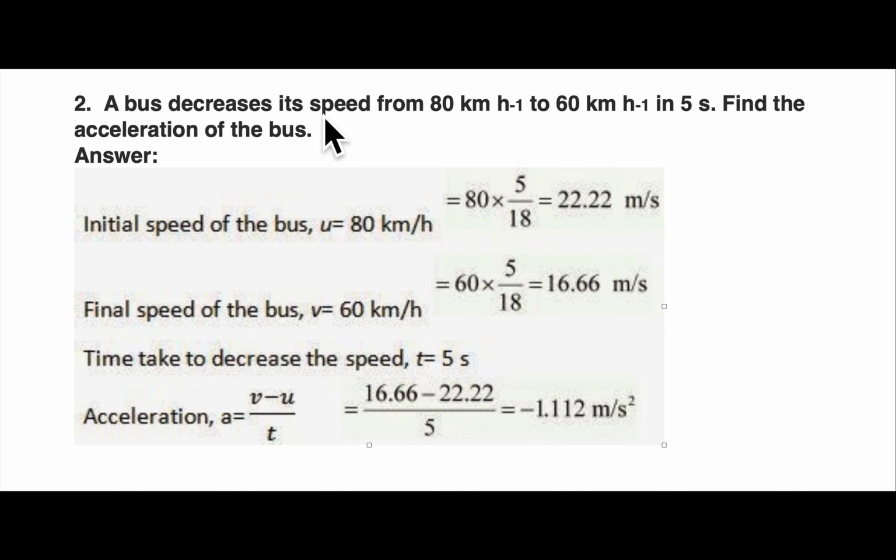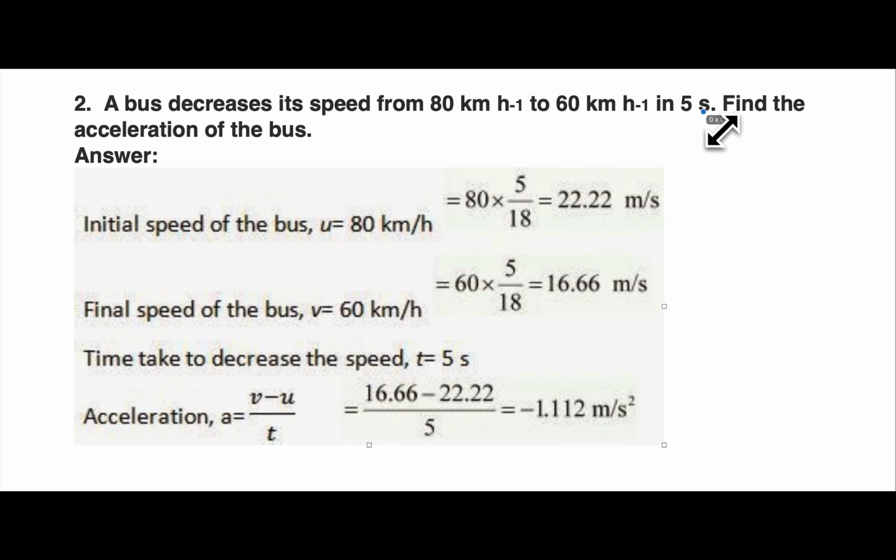A bus decreases its speed from 80 km per hour. 80 km per hour is the initial speed, or you can say initial velocity u. u is equal to 80 km per hour. And it decreases to 60 km per hour. v is 60 km per hour. And time is 5 seconds.